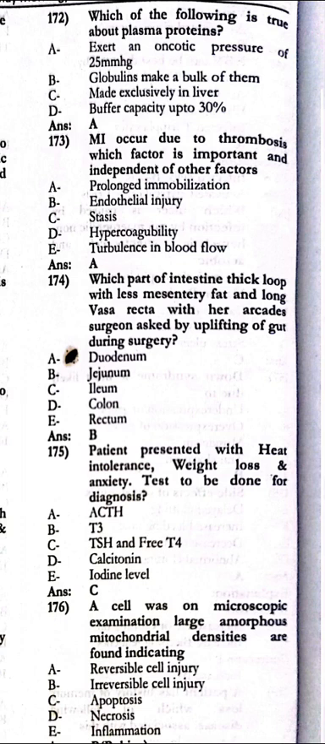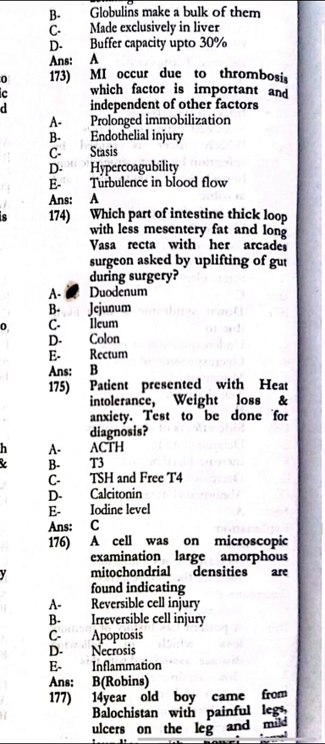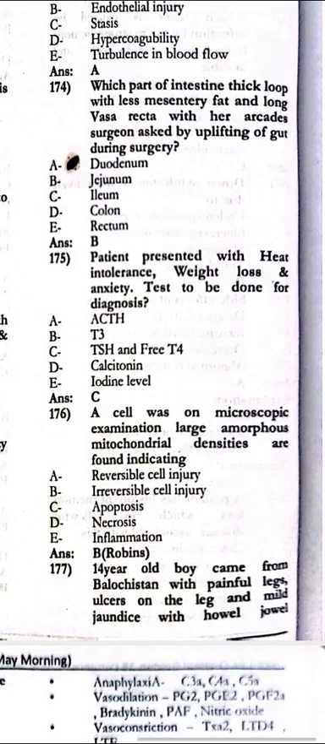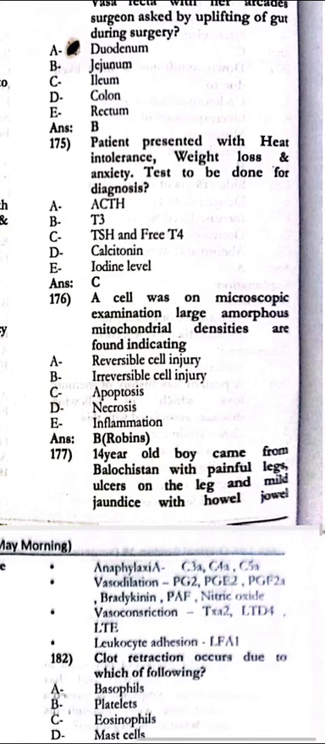MI occurs due to thrombosis. Which factor is important and independent of other factors? That is prolonged immobilization. Which part of the intestine has a thick loop with less mesenteric fat and long vasa recta with arcades? The surgeon asked by uplifting the gut during surgery, that is the jejunum. A patient presented with heat intolerance, weight loss, and anxiety. The test to be done for diagnosis is TSH, T3, T4.